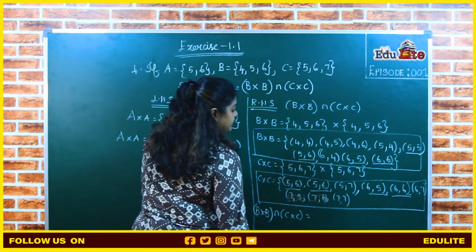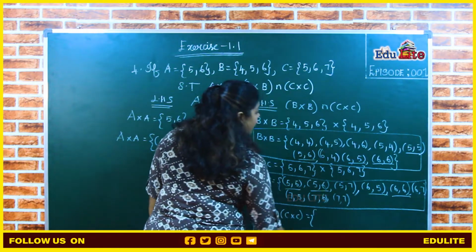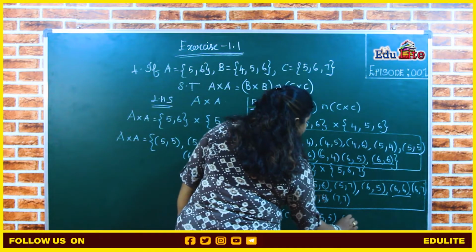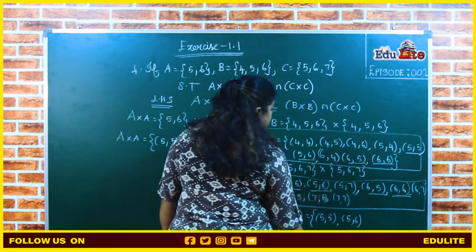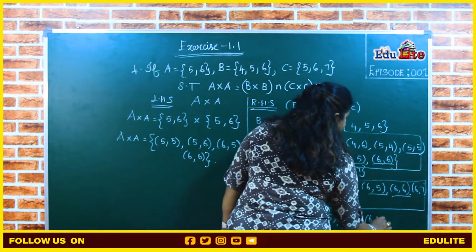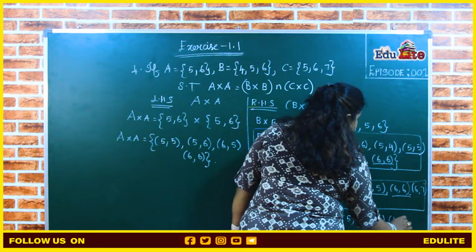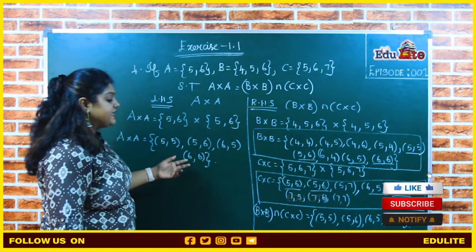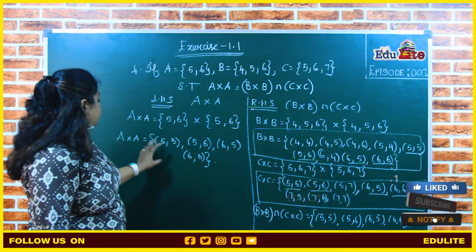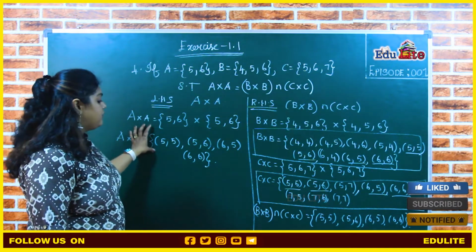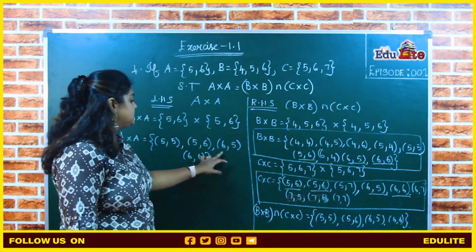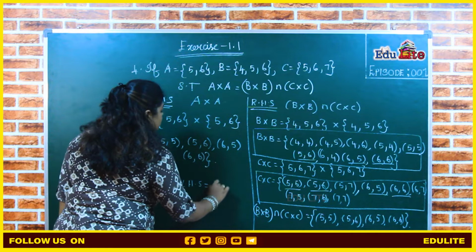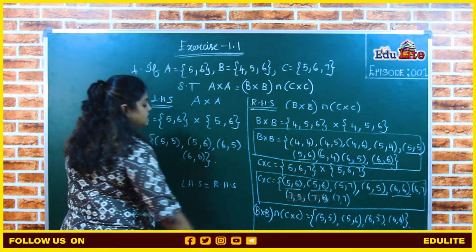The four ordered pairs which are common in both the sets are 5,5, 5,6, 6,5, 6,6. Now we will check whether the left hand side and the right hand side are equal. Yes, it is, because A cross A has the same set of ordered pairs: 5,5, 5,6, 6,5, 6,6. So therefore LHS is equal to RHS, hence proved.